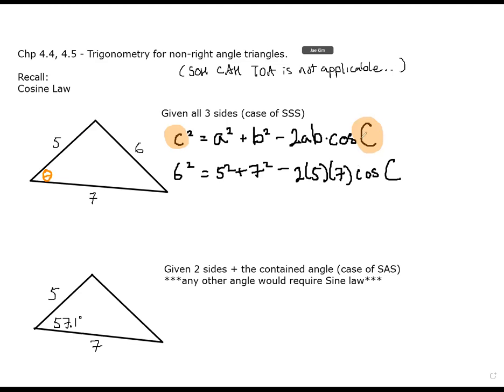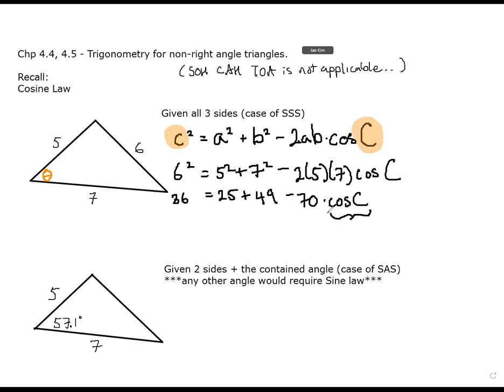And the rest is just algebra. And judging from the test, some people still need a little bit of refreshing for the algebra, or just rearranging an equation. We got 36, that's 25, that's 49. 2 times 5 is 10 times 7 is 70 cosine of C. My goal is to get this all alone.